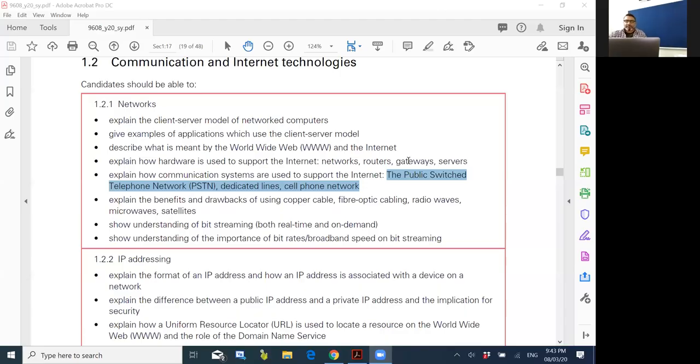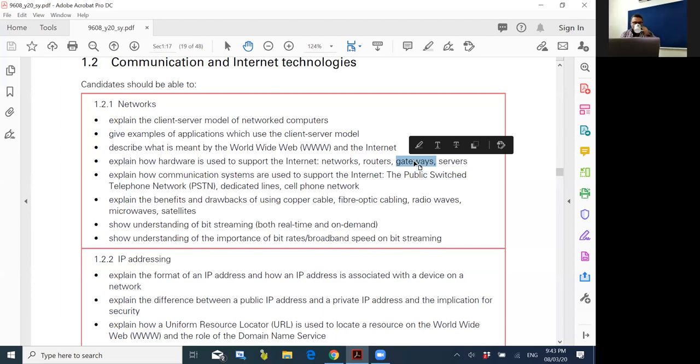Now, gateways. Router is also a kind of gateway. A gateway is a network point or node that acts as an entrance to another network. It is a key point for data on its way to and from other networks. It can be used to connect two or more dissimilar networks.